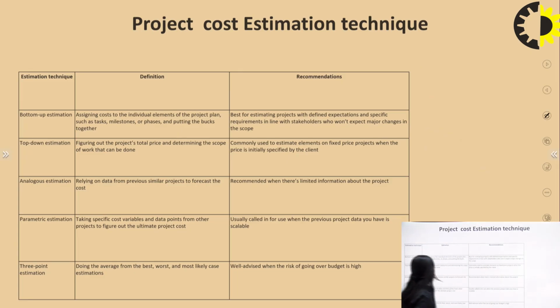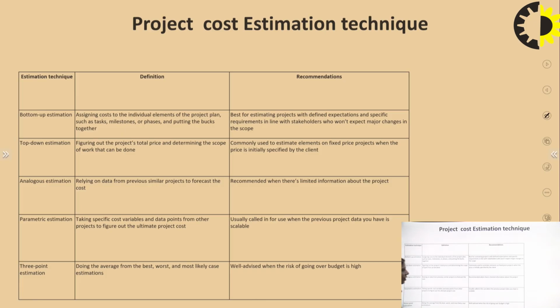Okay, now talking about the bottom up estimation, we are assigning a cost to the individual elements of the project plan, such as tasks, milestones, and phases, and putting the bucks together. In the bottom up estimation, we are dividing the project plan into different tasks and different phases. So whenever a phase is completed, we will combine all together.